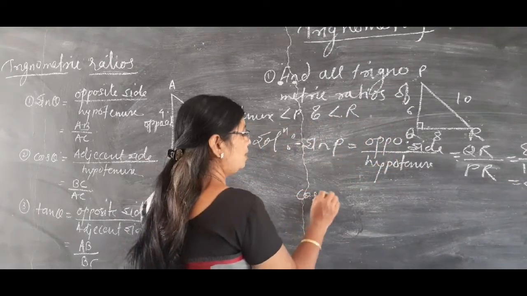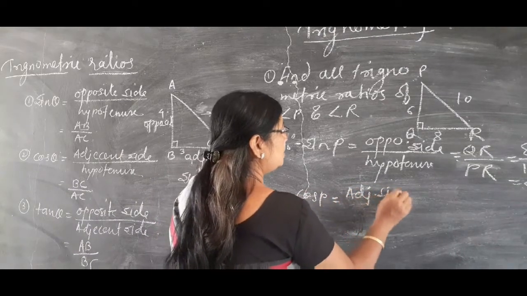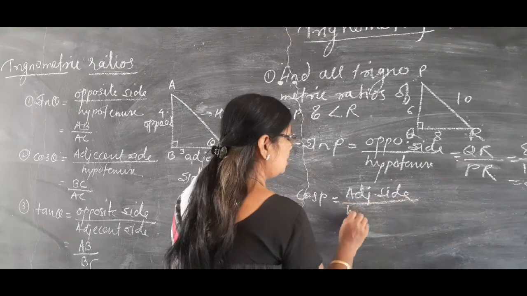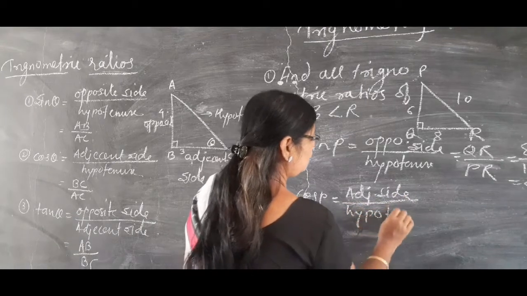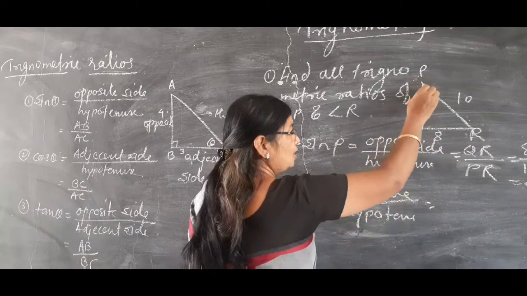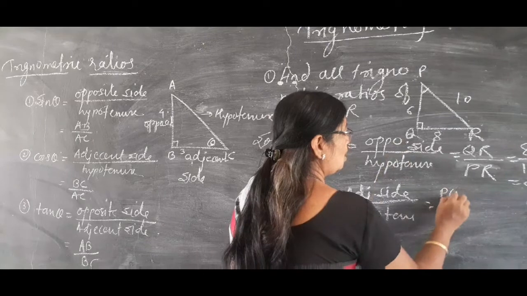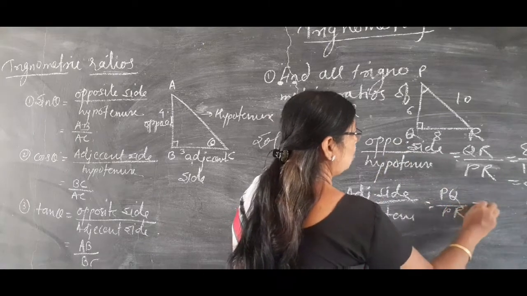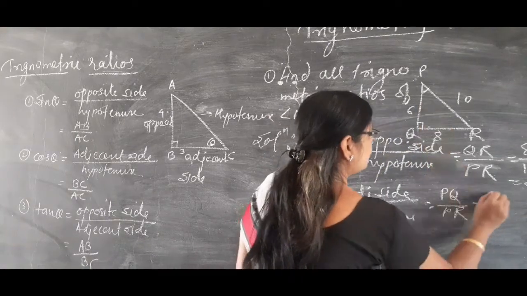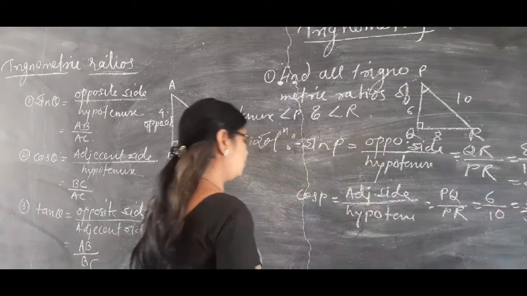Then you have to find out cos P. What is the formula for cos? Adjacent side upon hypotenuse. So which is the adjacent side of P? PQ. The side on which the angle lies is the adjacent side. So PQ upon PR. Now PQ is 6 upon 10. What is your answer? 3 upon 5.